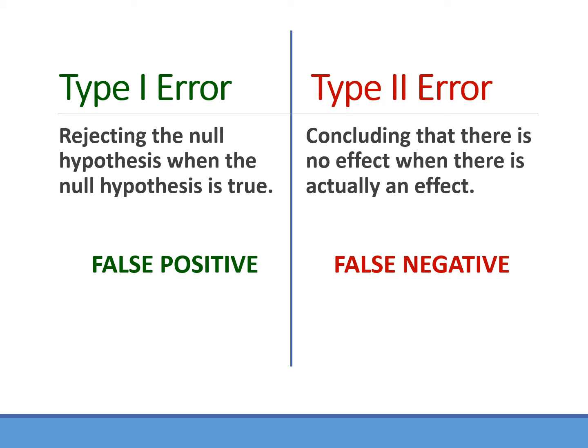First, a type 1 error is when you reject the null hypothesis when the null hypothesis is true. It's a false positive, okay? We're saying, yay, we were right, and it's not right, okay? A type 2 error is concluding that there is no effect when there actually is an effect, and this is a false negative, okay? So we're like, oh, it's too bad our stuff didn't work, when it really would have worked if we had just stuck with it.